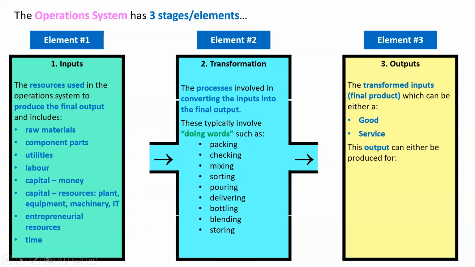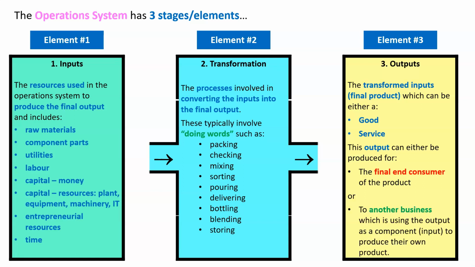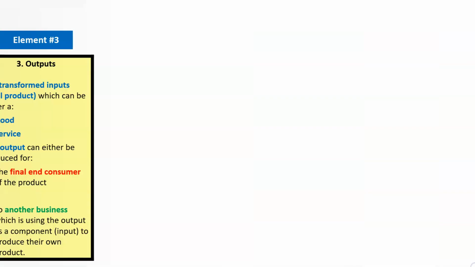So just with that output though, sometimes as a consumer, we don't actually see the output necessarily from a business because the output can be a product for the final end consumer. So for example, Coca-Cola, we are the final end consumer of that product. However, a lot of outputs are also then sold to another business and they use that as a component in another product. So for example, your brakes in your car, that is not made by say Tesla or Ford, it's made by another company, sold to Ford, and that's an input for Ford, and then they turn it into the output of a car.